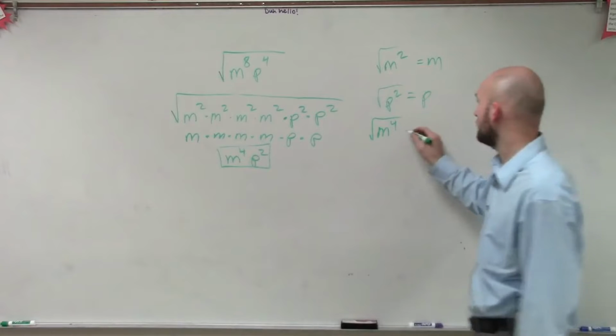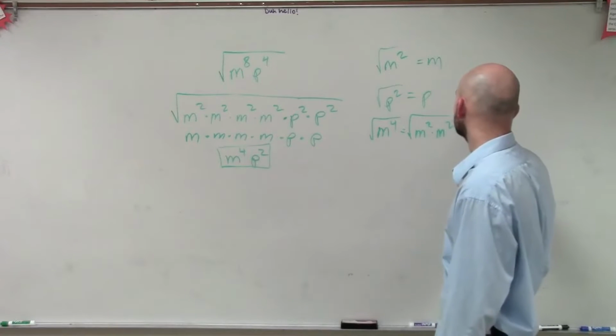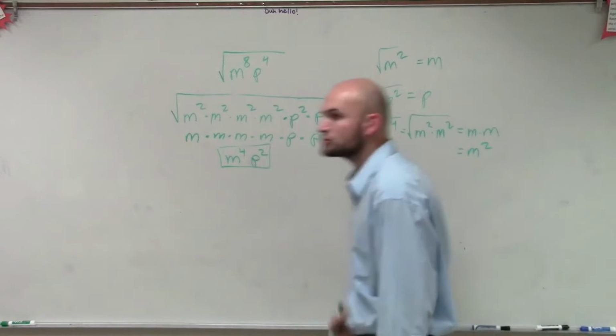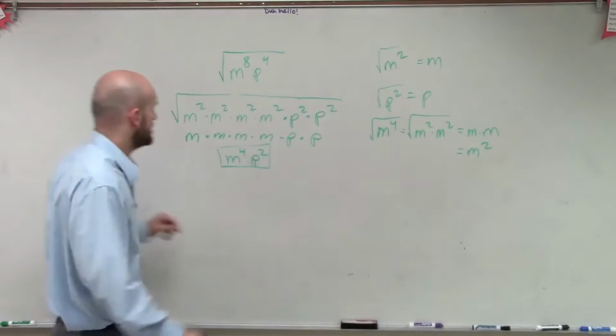Well, the square root of m to the 4th is the same thing as the square root of m squared times m squared, which is equal to m times m, which is equal to m squared. So the square root of m to the 4th power is m squared. So I could have done this a little bit easier.